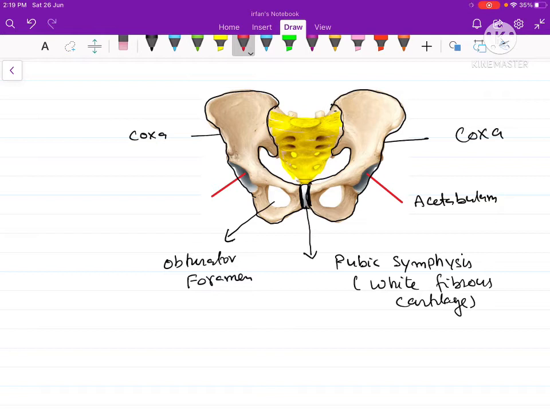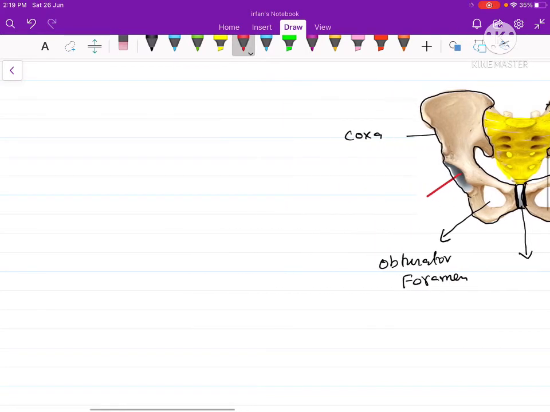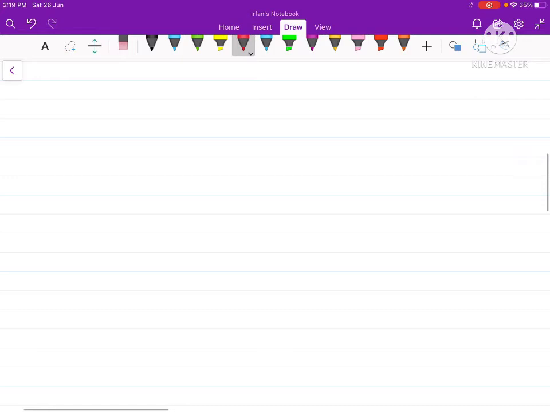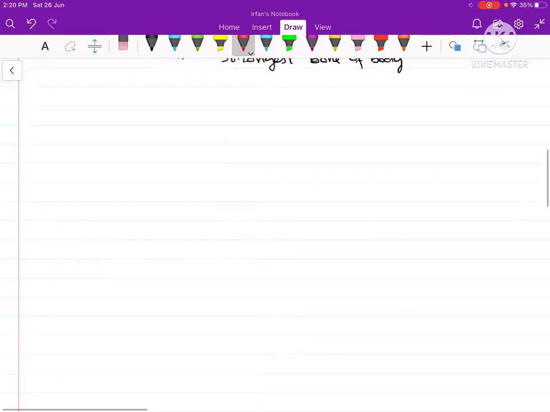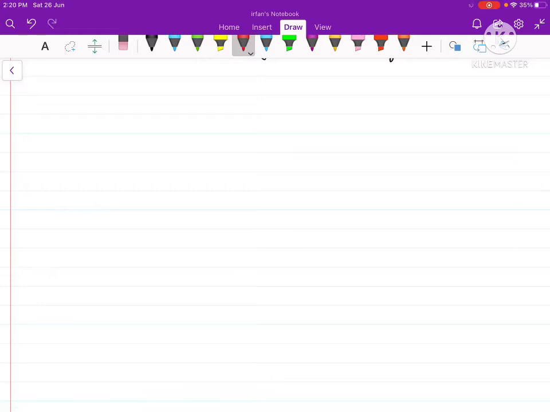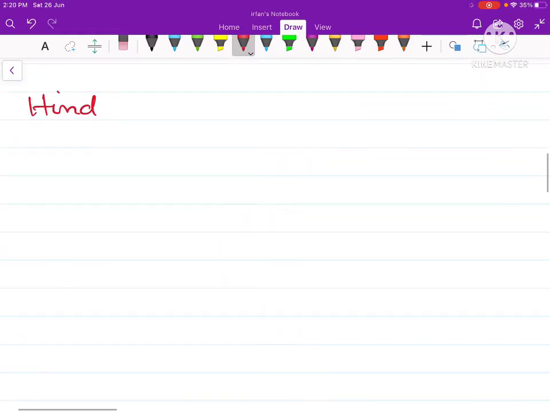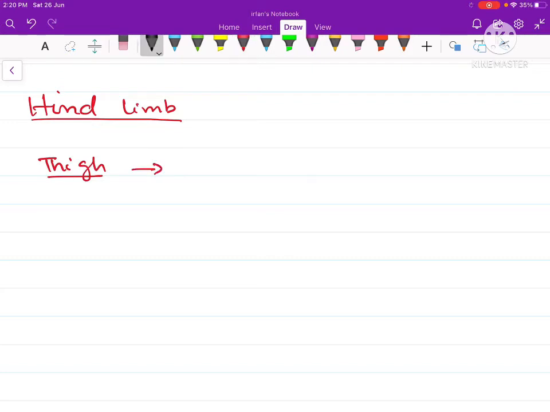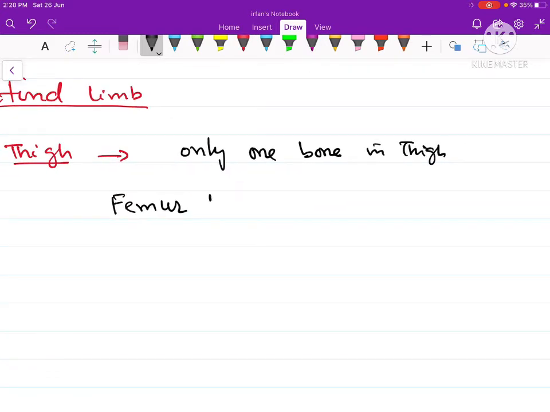Now after discussing the pelvic girdle, let us have a look at the bones present in our hind limb. Our hind limb has three parts. The first part, or anterior part, of the hind limb is called the thigh. Our thigh has only one bone. The bone that makes our thigh, that is only one bone, is called the femur bone.